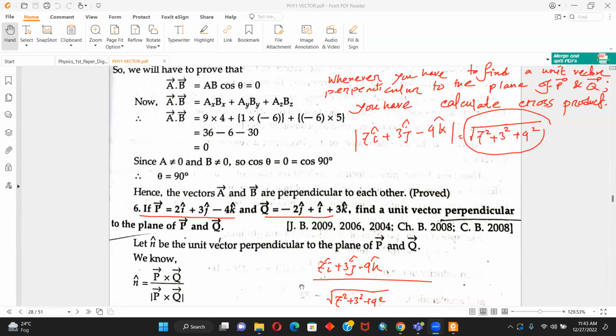Try this math. They have asked you to calculate a unit vector perpendicular to the plane. Whenever you are solving questions, mark the keywords. Here the keywords are unit vector and perpendicular to the plane. You can get a vector perpendicular to the plane by calculating cross products. So step one is to calculate the cross product between P vector and Q vector and let me know.